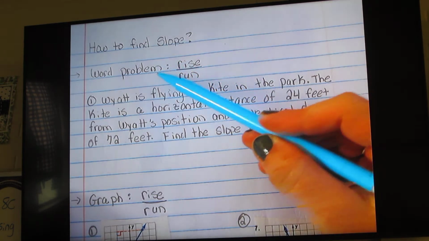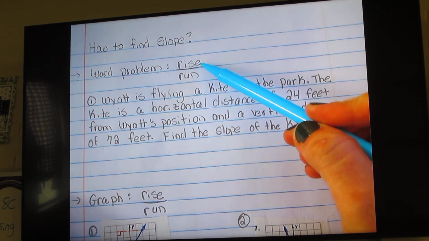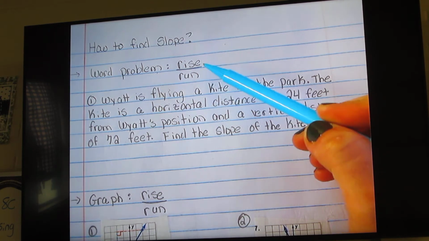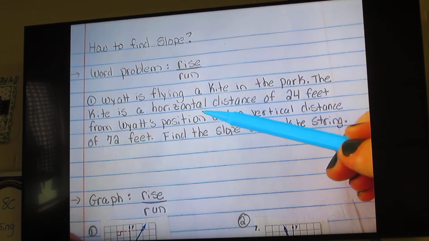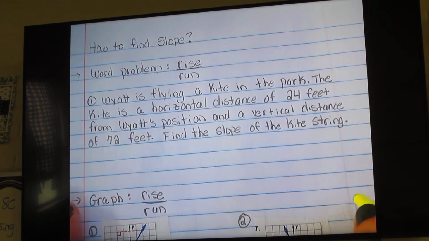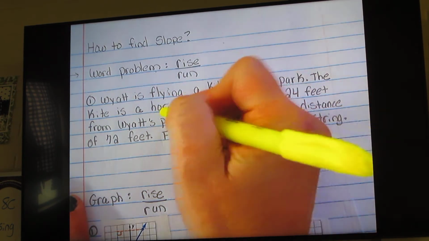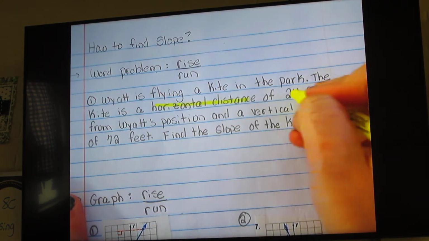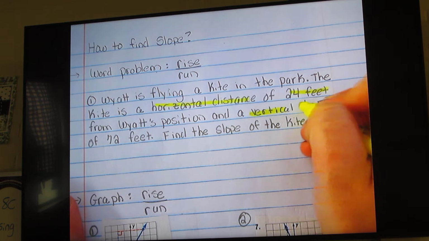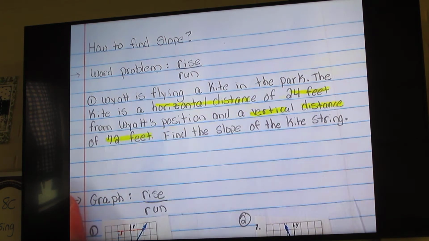So if you have a word problem, you're going to use our definition of slope, rise over run. I'm looking for a vertical change when I read this problem, and I'm looking for a horizontal change to be able to do rise over run. So Wyatt is flying a kite in the park. The kite is a horizontal distance of 24 feet from Wyatt's position and a vertical distance of 72 feet. Find the slope of the kite string.